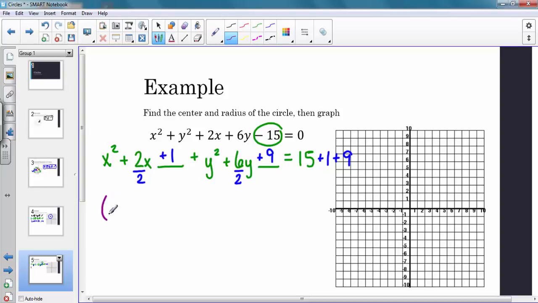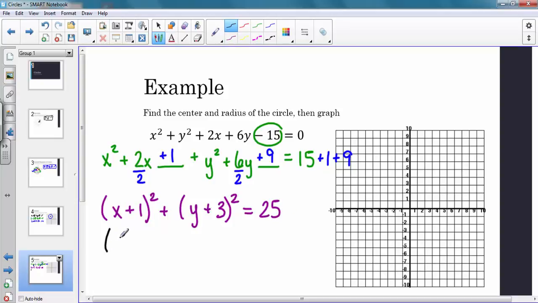In completing the square, I'm going to have x, and then whatever my middle term divided by 2 was. In this case I had a +1. So I have that term squared, plus y, again whatever my middle term divided by 2 was, which in this case was 3. So I have that term squared. And that's going to equal 15 plus 1 plus 9, which is 25.